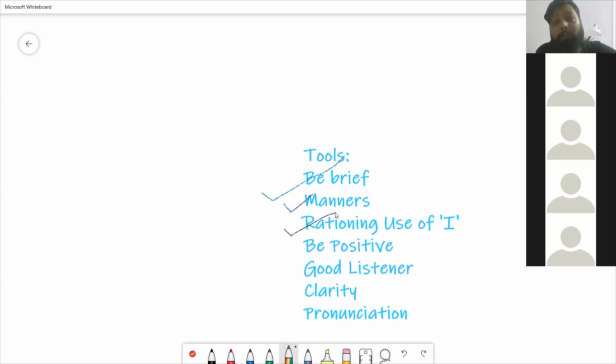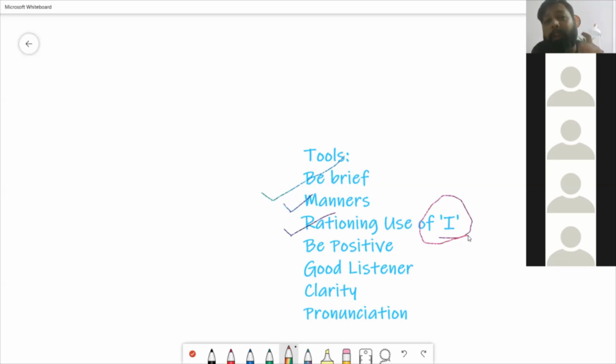Next is rationing the use of I. This is also something that is called the rational use of I. What do you mean by this? I am going to use I only in certain situations wherein it is required to be used. This is a problem that most of us face. When I say that I don't understand this, I don't need this, I am the best person in the room, I am the only one who can solve the problem, I am the captain of the team, I am the only one who contributes in the team, I am the state captain, I am the national captain, I.